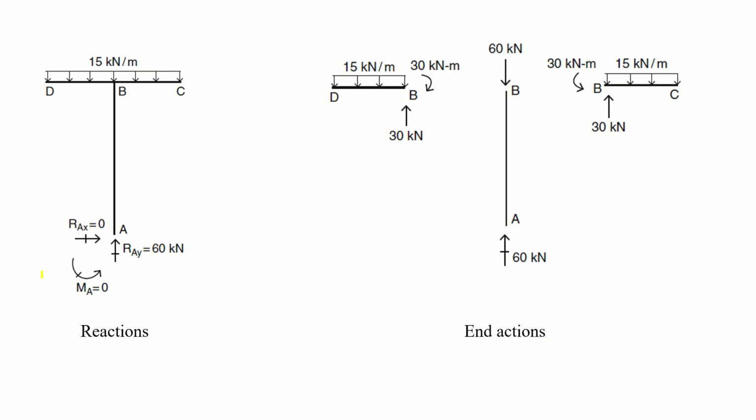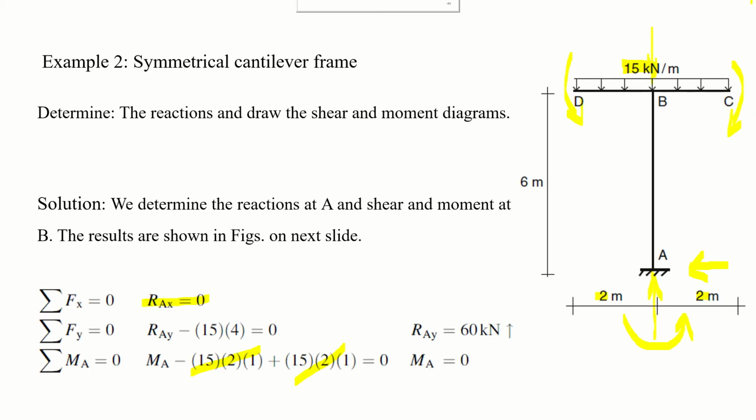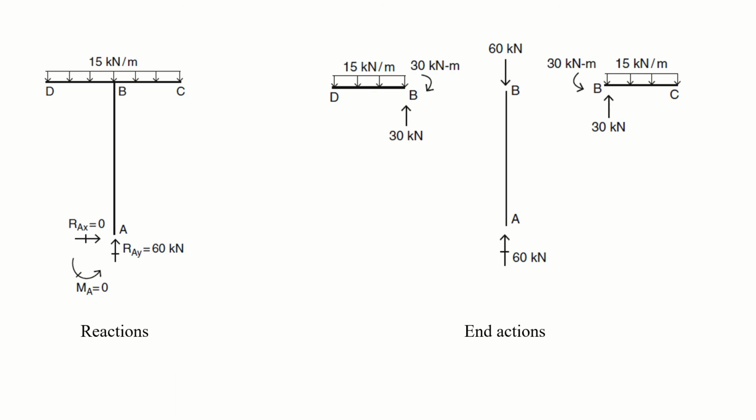Now these are the reactions that I have presented to you on the previous slide. Rax is 0, Ray is 60 kilonewton, and Ma is 0. So in this case, two of the reactions are 0, and there is only one thing, that is the reaction in y direction. Once you have the reactions, then you can come to the end actions or the member forces. As I told you in the previous video, you have to start with the weak members. So in this case both member BC and member BD are the weak members. You have to start with them and then bring their forces or reactions to member AB.